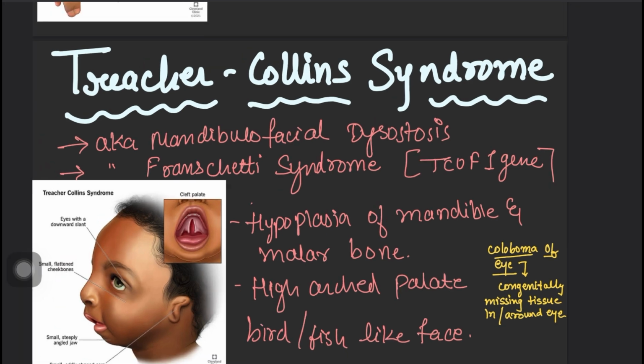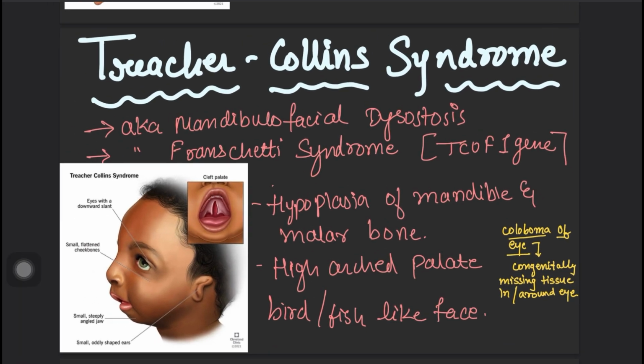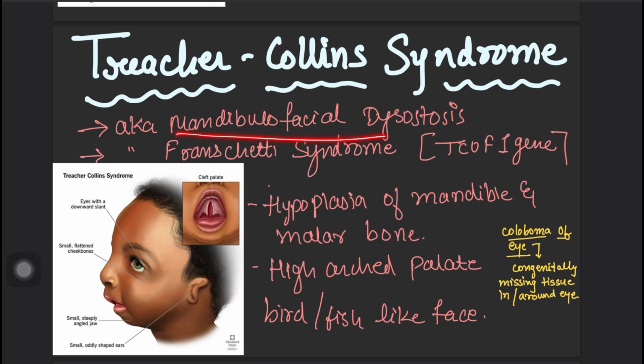Comes next is the Treacher-Collins syndrome. Treacher-Collins syndrome is also known as mandibulofacial dysostosis or Franceschetti syndrome. It is associated with the TCOF1 gene. It is easier to remember. T goes with Treacher, C goes with Collins, and also known as Franceschetti syndrome. So I have made a simple way to remember it. That is TCOF, Treacher-Collins Franceschetti 1 gene, like that.